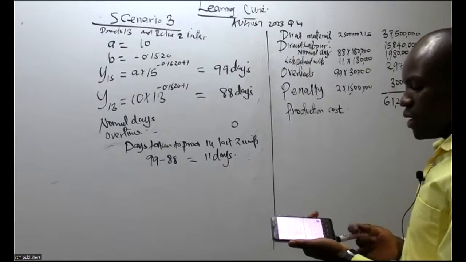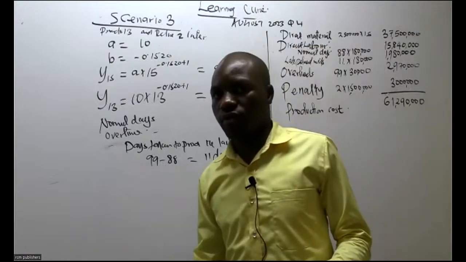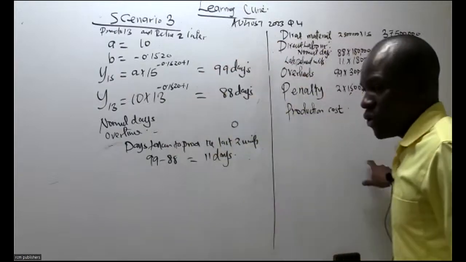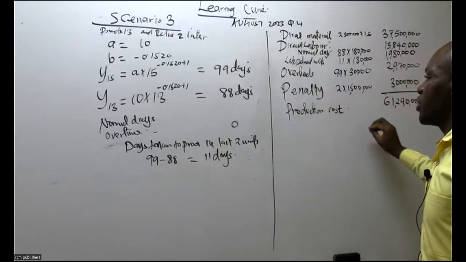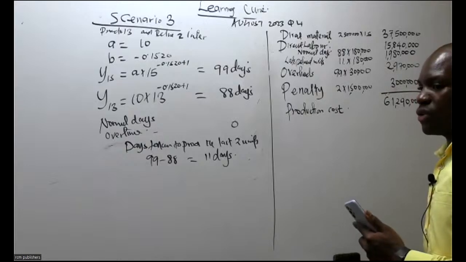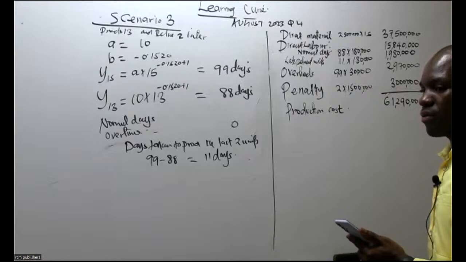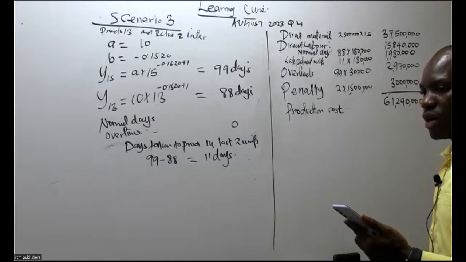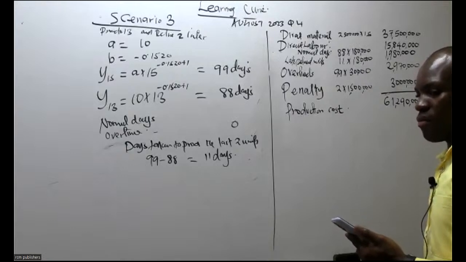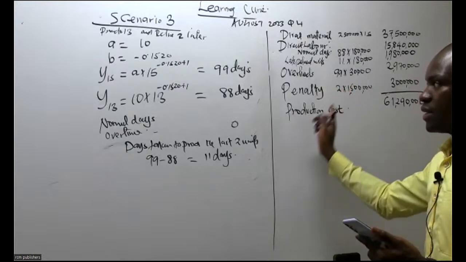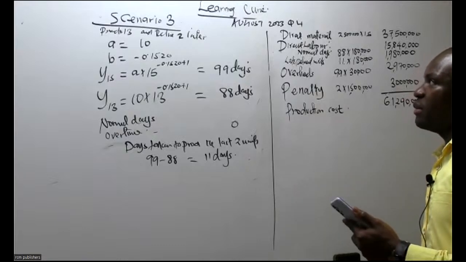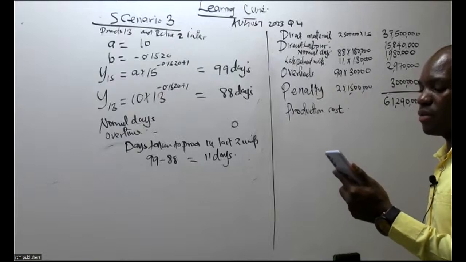For a company, they want to minimize cost of production. So among the 3 scenarios, which one has got the lowest production cost? Is it scenario 1 or 2 or 3? Check your workings. Scenario 1 will make these people incur the lowest production cost.